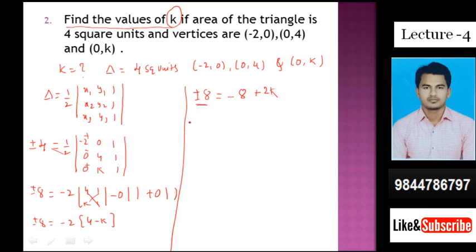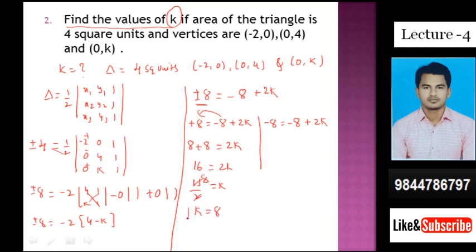Again we get two values. One is plus 8 equal to minus 8 plus 2k, and one more value, minus 8 equal to minus 8 plus 2k. The RHS value stays as it is, we need to change the LHS value. Shift it into LHS. 8 plus 8 equal to 2k, 16 equal to 2k, 16 upon 2 equal to k, 2 eights are 16, k is equal to 8. We get the value k is equal to 8.